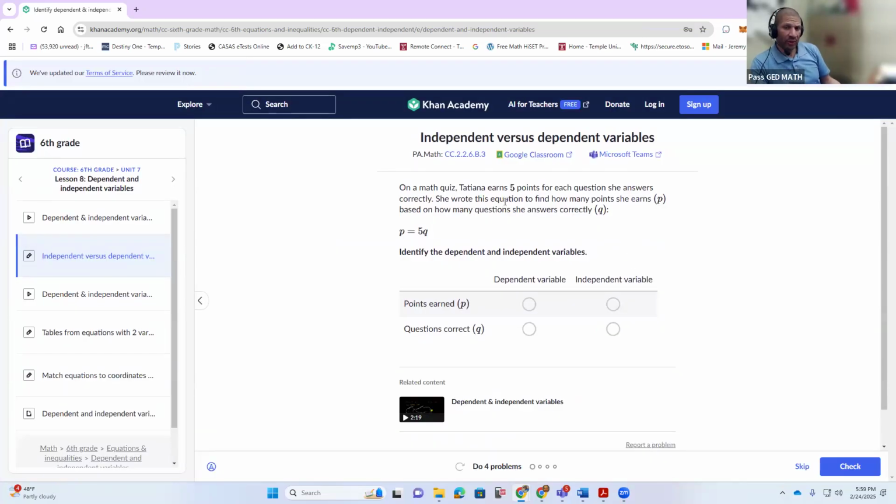So here it says on a math quiz, Tatiana earned 5 points for each question she answers correctly. She wrote this equation to find how many points she earns based on how many questions she answers correctly. So how many points she earns is P, based on how many questions she answers correctly, Q. So is points earned dependent or independent?